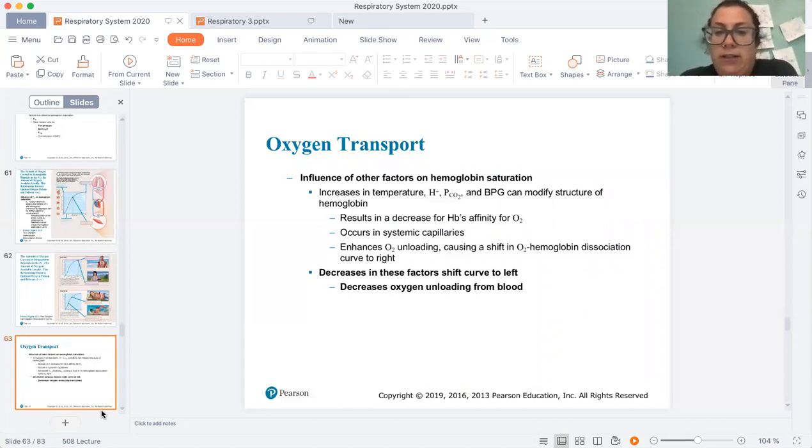Typically, when we have an increase in partial pressure of CO2, BPG, and hydrogen ions, also known as a decrease in pH, it results in a decrease in hemoglobin's affinity for oxygen, and we'll see this a lot in the systemic capillaries. What happens is a shift, a curve to the right, and a curve to the right means that the oxygen has started to unload. You'll see that in the next picture. When we decrease these factors, it shifts back to the left, which decreases oxygen unloading from the blood, and therefore the hemoglobin stays more saturated.